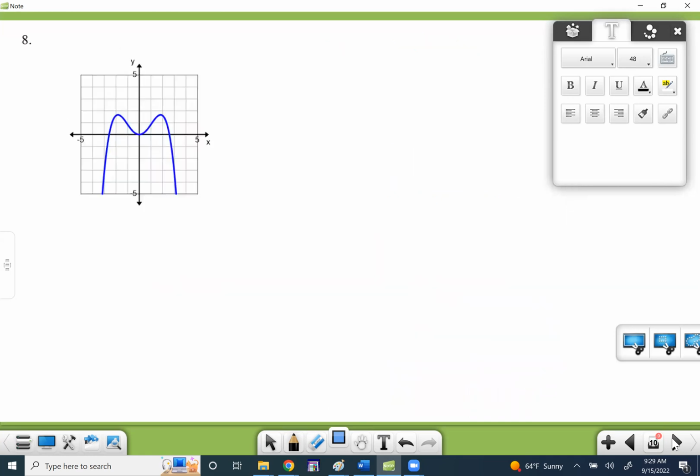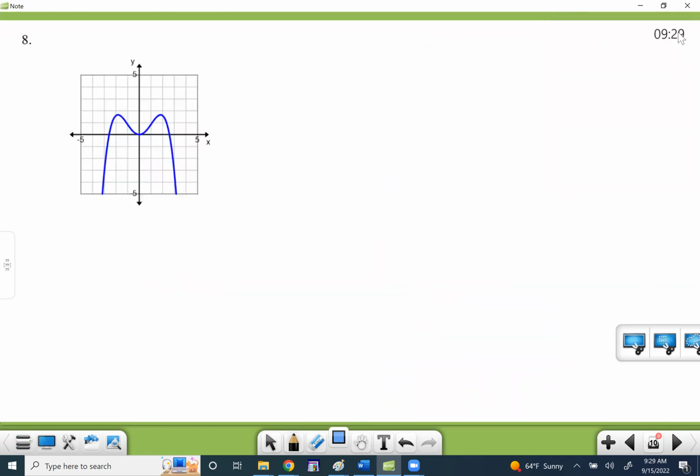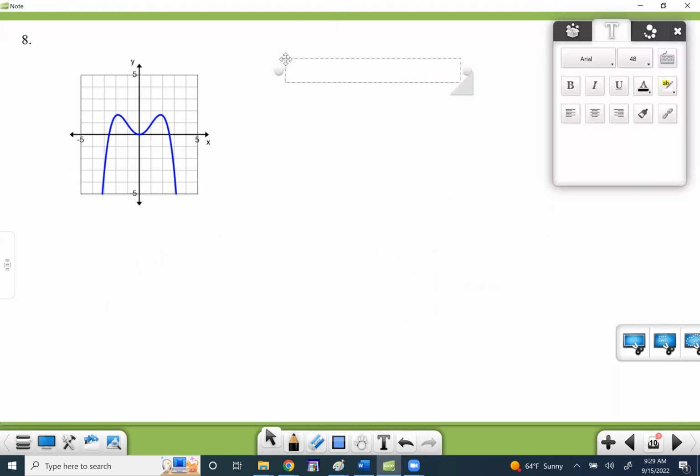Okay. So it's the same direction. Is it even? Is it odd? But now we're doing it by picture. Okay. So we can see that this graph is symmetric to the y-axis. It looks the same on the left side as it does on the right side, right? So this is symmetric to the y.